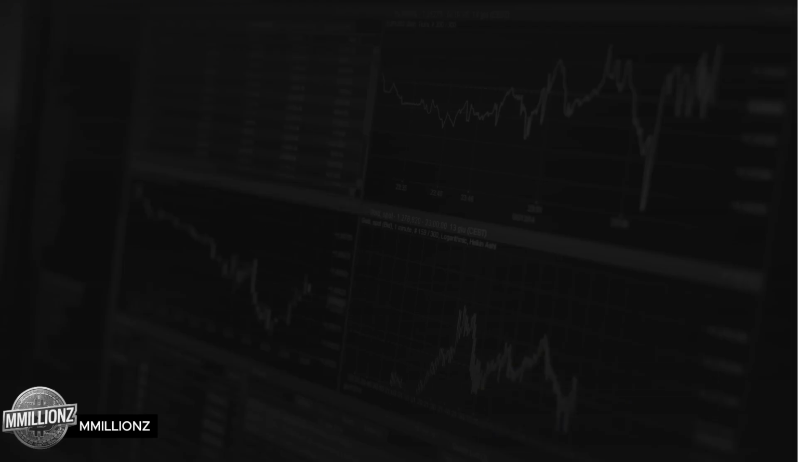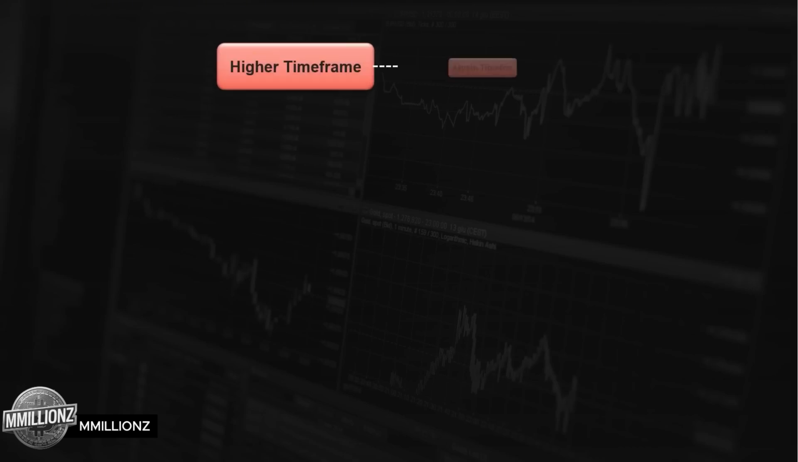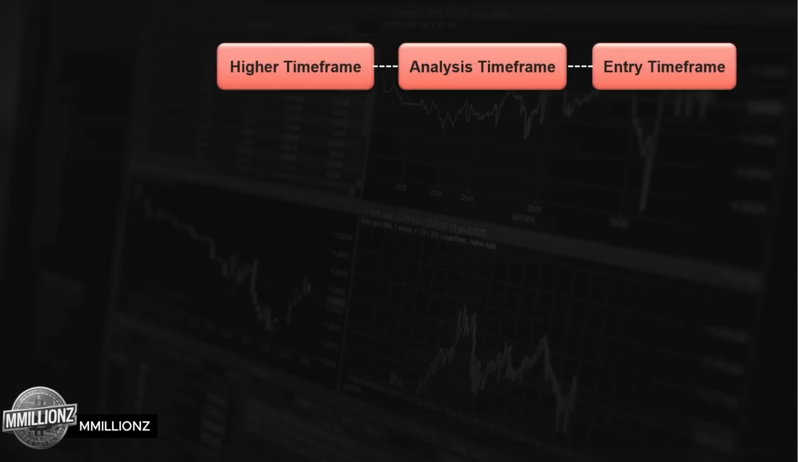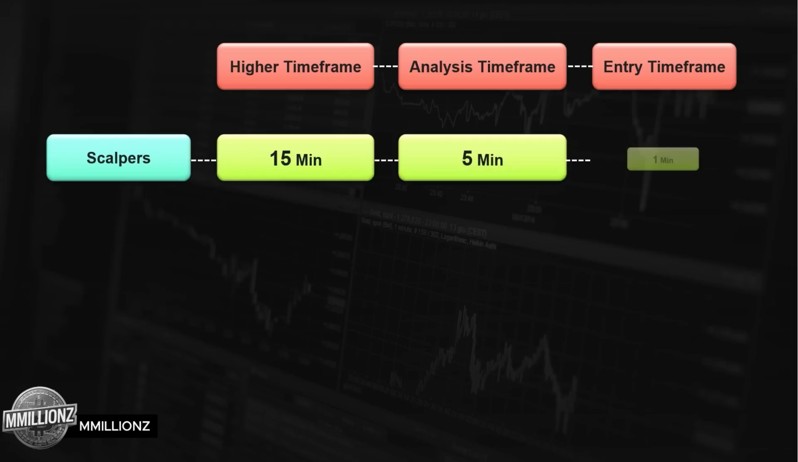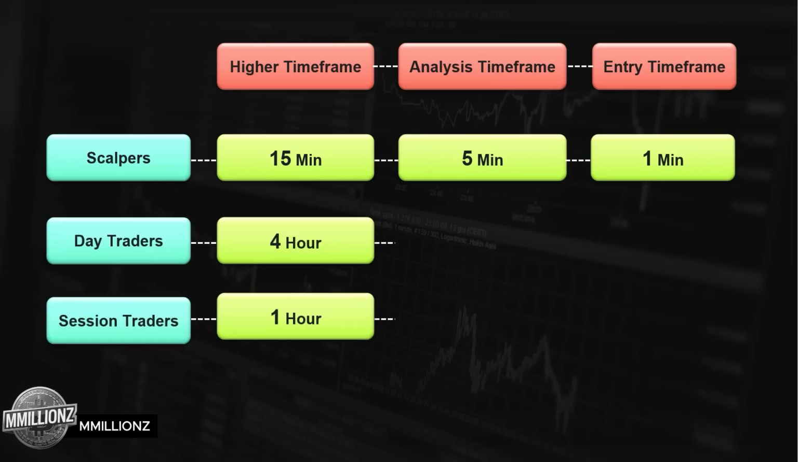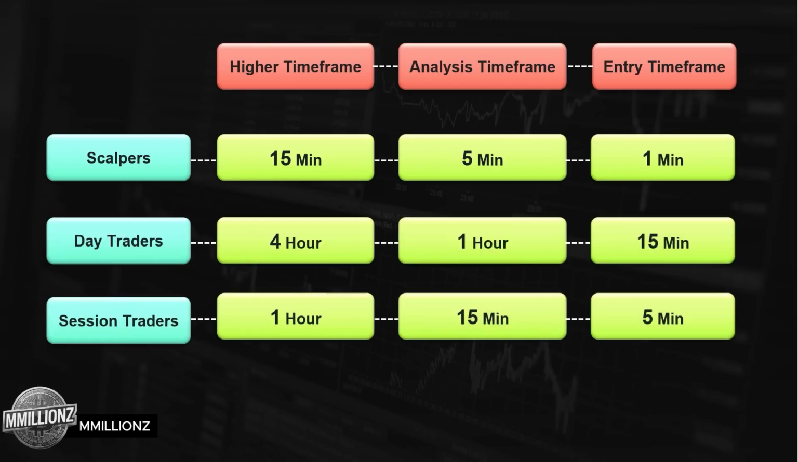As I mentioned, we have three time frames: higher time frame, analysis time frame, and entry time frame. Depending on their trading style, traders use a combination of time frames that fit into these categories. For example, scalpers may use 15, 5, and 1-minute charts to enter a trade. On the other hand, day traders and session traders may utilize higher time frames to analyze market movements and make trades. Each of these time frames has different applications, which we will discuss.